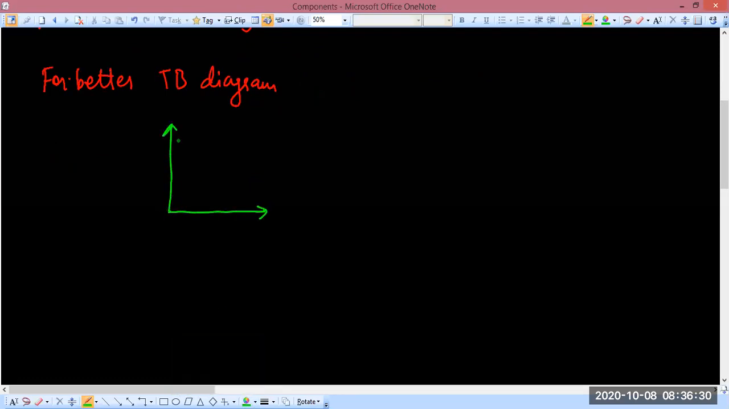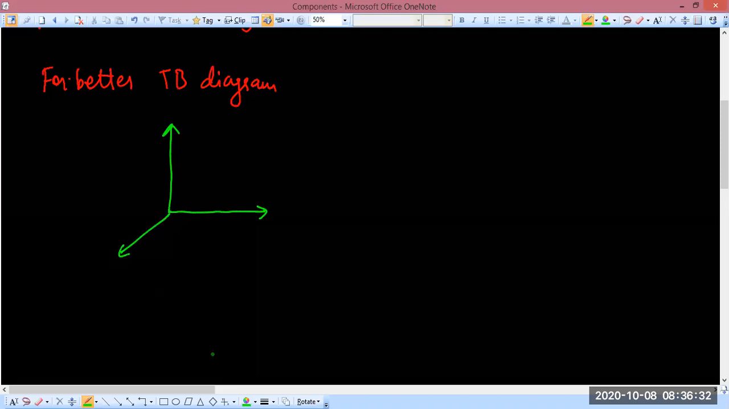So suppose this is where 3 axes are. Right now, I'm going to draw a vector in 3D.